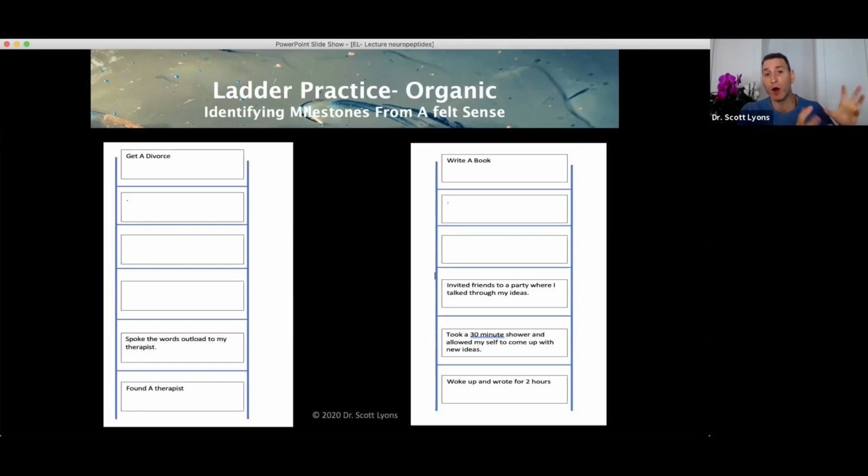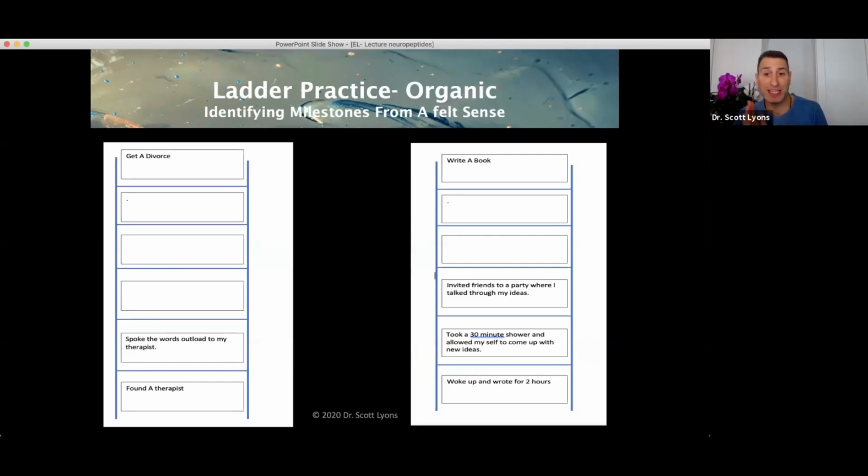So that's really what we call an organic ladder practice. It's identifying the milestones from a felt sense and recording them without knowing per se where the next one is.